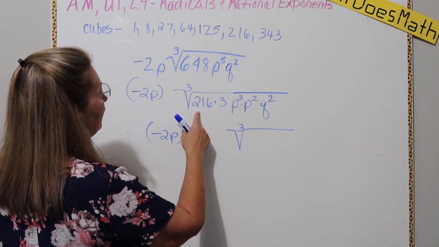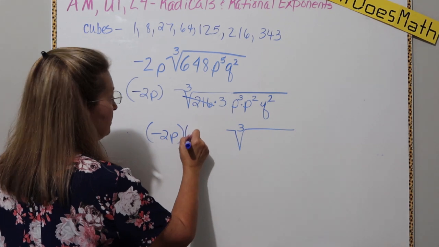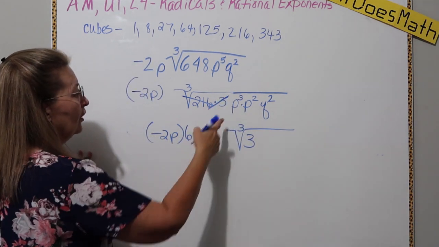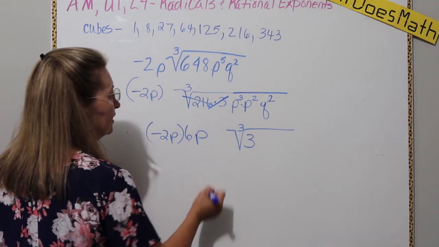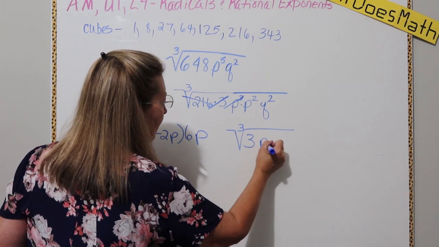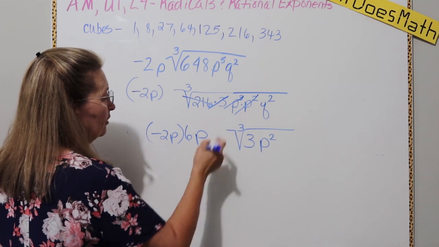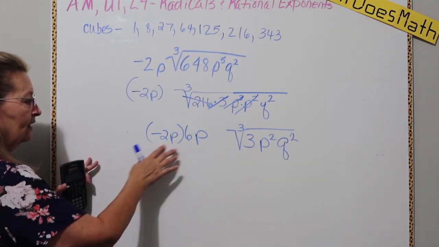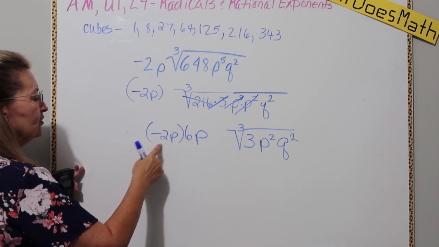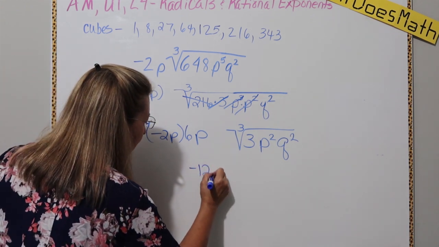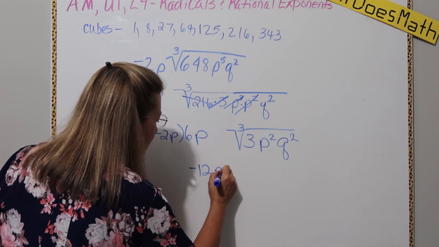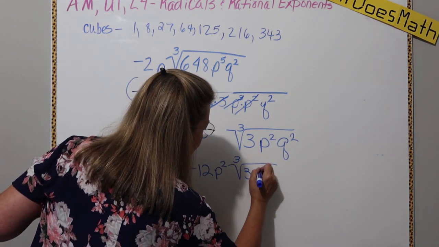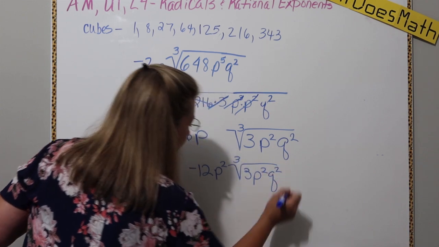Now the cube root of 216 is 6. And 3 is going to have to stay under there. The cube root of p to the 3rd is p. P squared will have to stay under there. And q squared will have to stay. Now let's simplify this part. Negative 2 times 6 is negative 12. P times p is p squared. And then I have all this stuff here that could not come out from under the house.